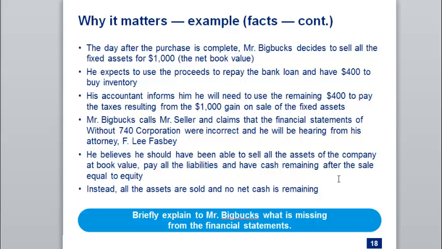But the accountant basically says, hey, you blew it, right? Because when you sold the assets for $1,000, you had $1,000 of taxable income, you gain for tax purposes, even though there was no book gain. So you actually owe $400 in tax from selling the assets. So you have nothing left, right?